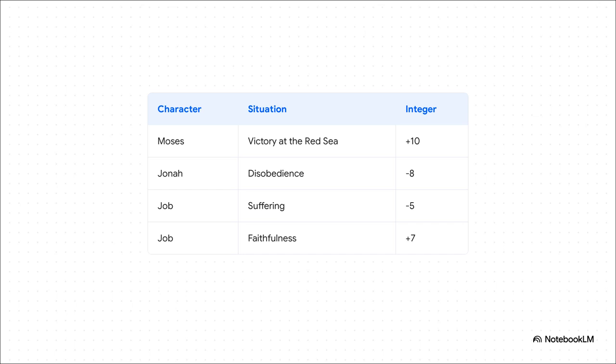And what's really cool is the example of Job. He's on here twice. His suffering puts him at -5, a struggle, but his faithfulness gets him a +7, a blessing. It shows that one person's story can literally move all over the number line.